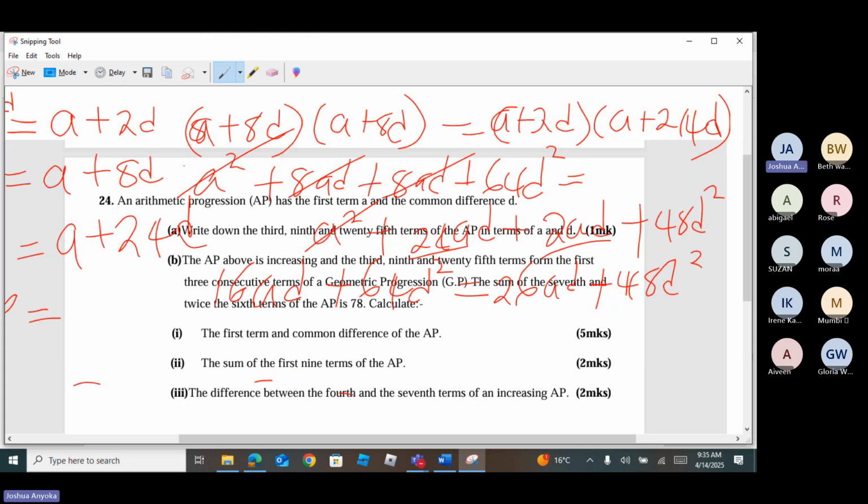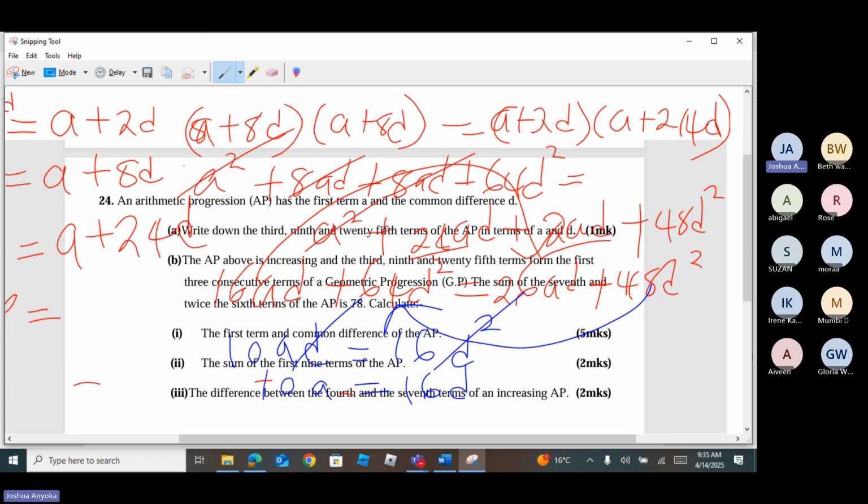We take this one to the other side. 48. To the other side, 26 AD minus 16 AD, 10 AD. Tuleta hii hapa. 48 to this side, 48 minus 64 minus 48, 16. 16D squared. 1D will cancel 1D. So we remain with 10A equals to 16D. Divided by 10. So A will be equals to 16 over 10D.